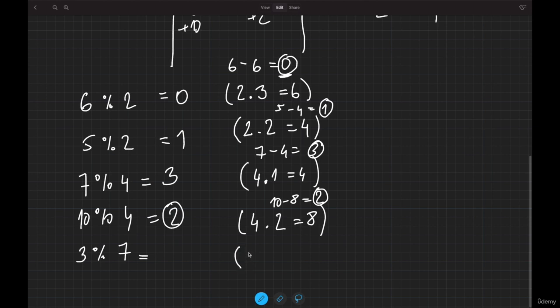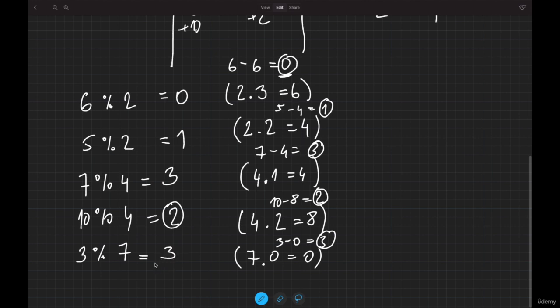So how many times can I fit the number 7 into 3? I can fit exactly 0 times. So this will get me the number 0, and 3 minus 0 is 3. Okay, so the result here will be 3.